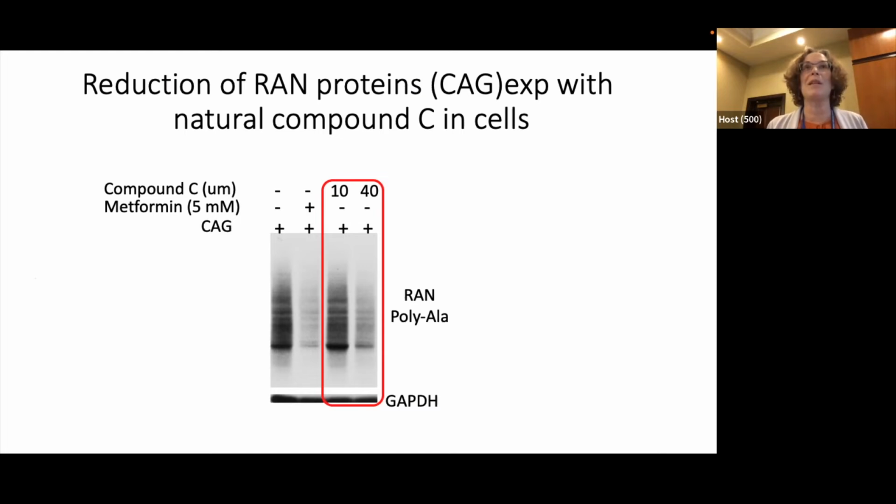So I was really inspired this morning by Andy's talk. I don't know where Andy is, but just the idea that maybe we can make an impact in these diseases with cheap drugs, but also with natural compounds. And so we've been testing a natural compound, and we approached it with the lens that this natural compound can reduce RAN protein. So that's what we were looking for. And this one works at a micromolar level. So it's substantially more effective potentially than metformin, which works at a millimolar level. But so we're excited about that.